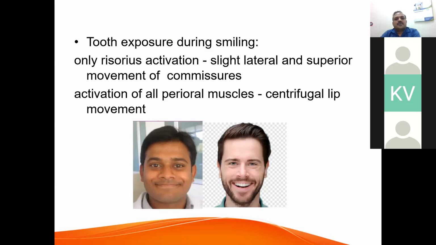Now, tooth exposure during smile. When only the muscle risorius is activated, just a slight movement of the commissure will be there. We will not have sufficient tooth exposure. When all the perioral muscles are activated, the centrifugal movement of the lip happens and we have an even exposure of the teeth. The more aesthetic smile can occur.